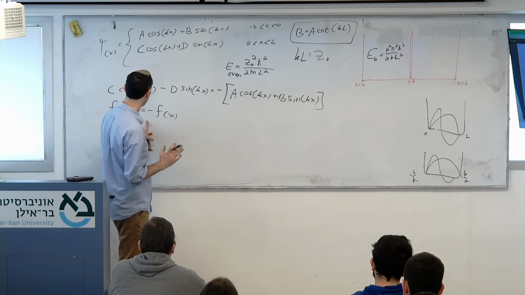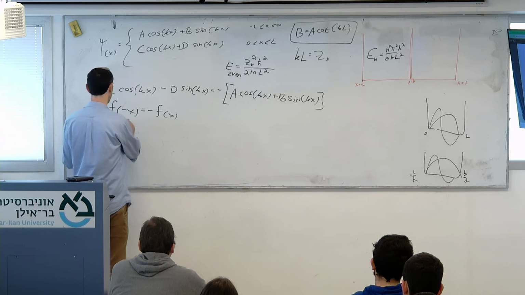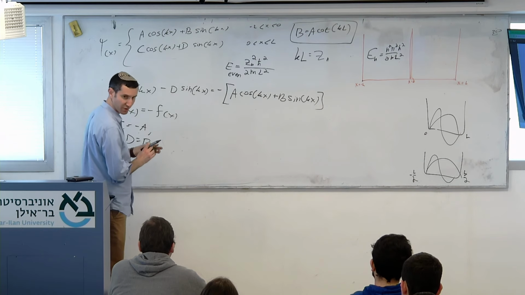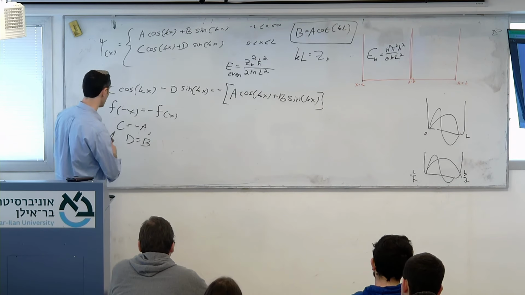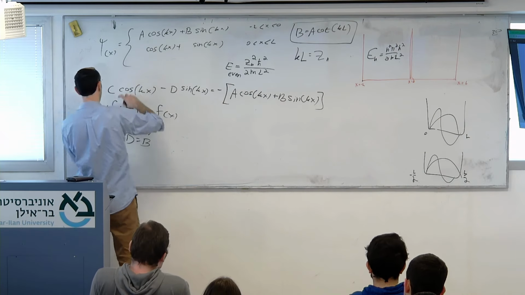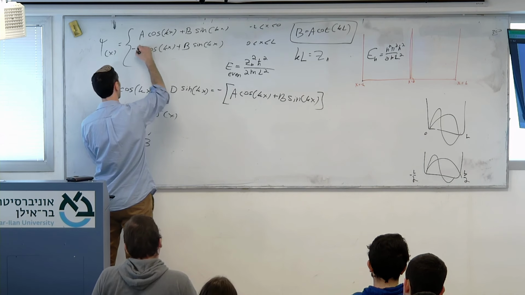Am I doing it correctly? Yeah. Okay. So C must be minus A, and D is B. Different than before. So let's actually write it here. I'm going to write here B, and here I'm going to write minus A.